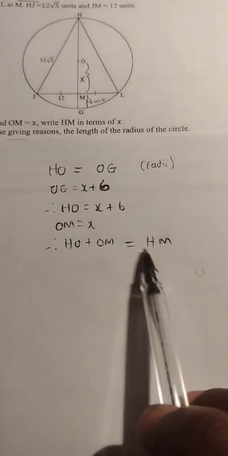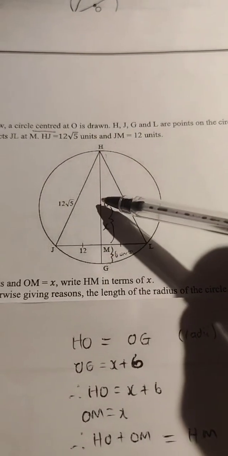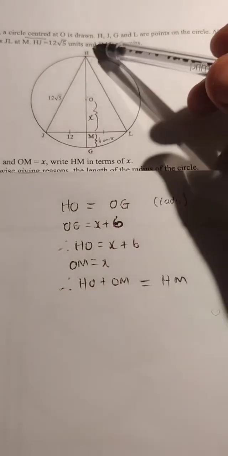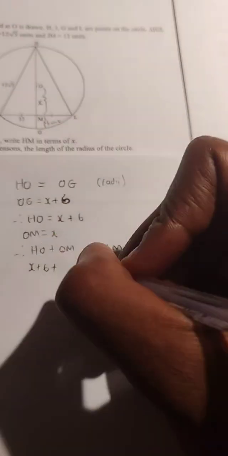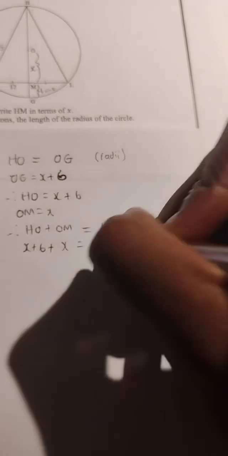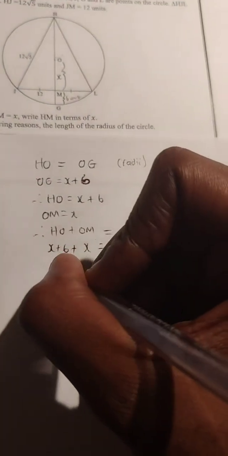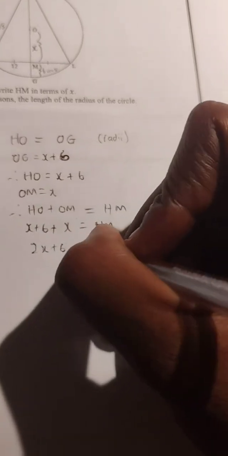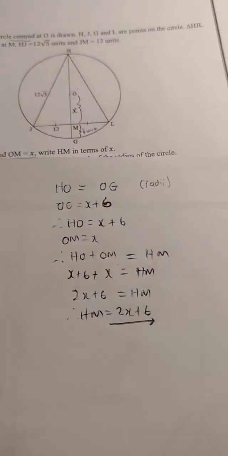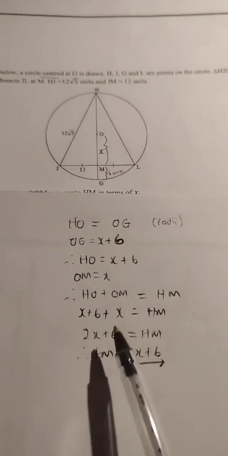We then know that HO plus OM is what will give us HM. What is HO? X plus 6. What is OM? X. That will give us HM. We add these two. X plus X is 2X. 2X plus 6 gives us HM. So therefore we can say HM is equal to 2X plus 6. So let me go back again so that you guys can understand what I just did.